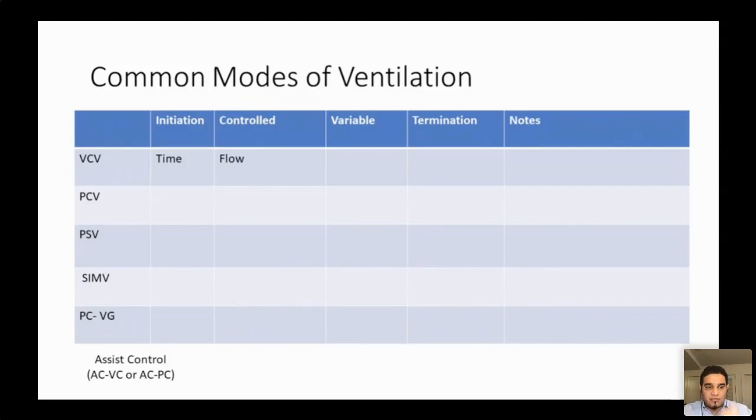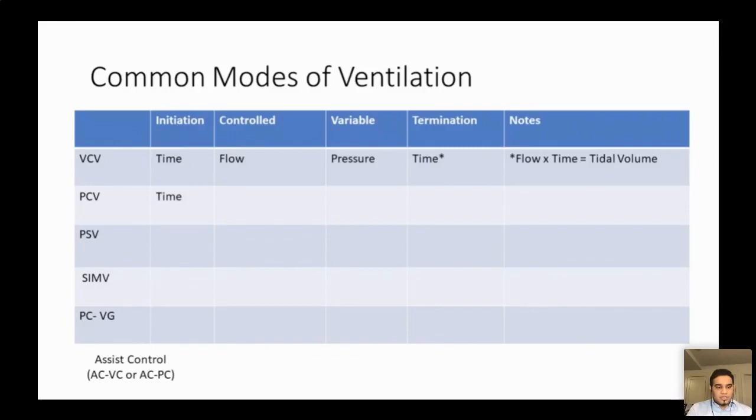So we said in volume control, we set up the time. Time is the trigger by controlling the respiratory rate. We control the amount of flow, and the variable here is the pressure. And we terminate this breath by time. What we can adjust in volume control is the tidal volume, and the machine itself will calculate and adjust the flow and the time in these patients.